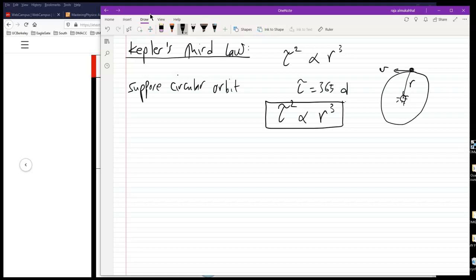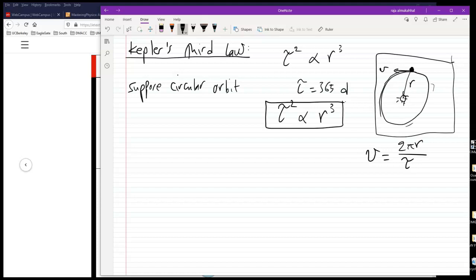So again, let's go back to this picture right here. Now, you agree with me that the velocity of this object is basically equal to the circumference of the circle divided by the period. Make sense? The time it takes to complete one circle is the period, and that distance is the circumference. So I'm going to write this down right here, just keep it on the side.